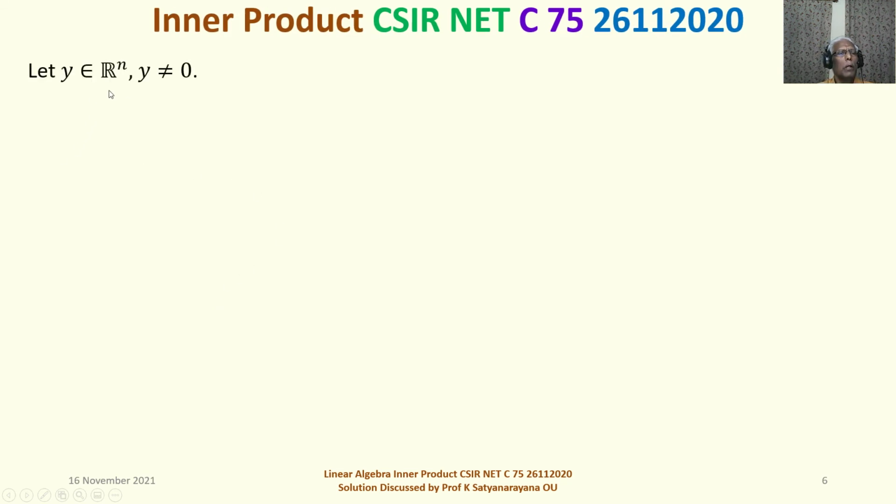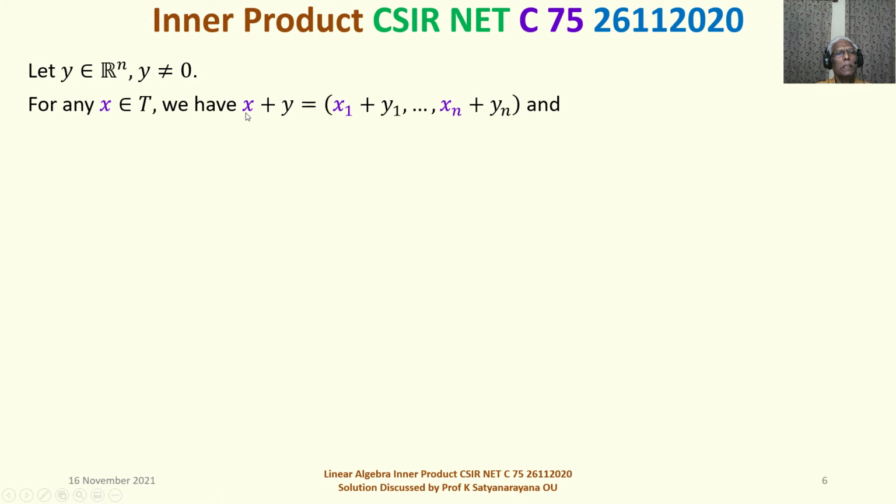Let y belong to R^n, y not equal to 0. For any x belonging to T, we have x is an n-tuple, y is an n-tuple, and x plus y is an n-tuple consisting of the components x1 plus y1, x2 plus y2, up to xn plus yn. Note that the x_{ik}'s are 0: x_{i1} is 0, x_{i2} is 0, x_{im} is 0.